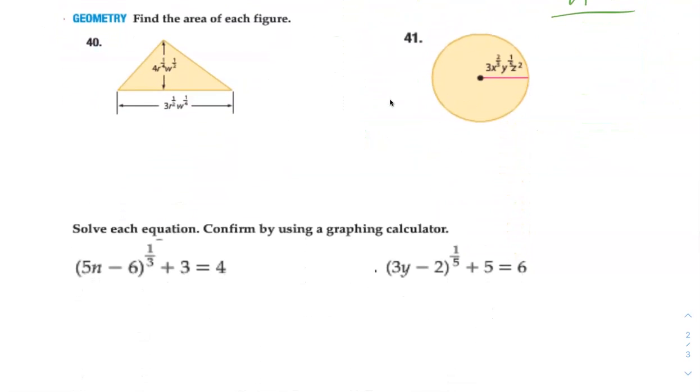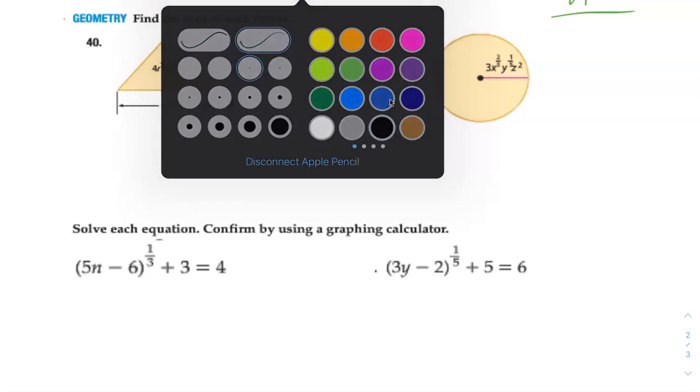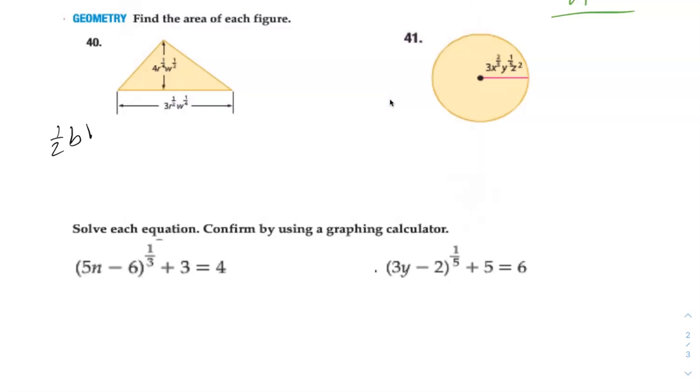Find the area of each figure. Okay, so area of a triangle is 1/2 base times height. So that's the area. So let's plug it in. 1/2. Base is 3 r to the 1/2, w to the 1/4, times the height, which is 4 r to the 1/4, w to the 1/2.